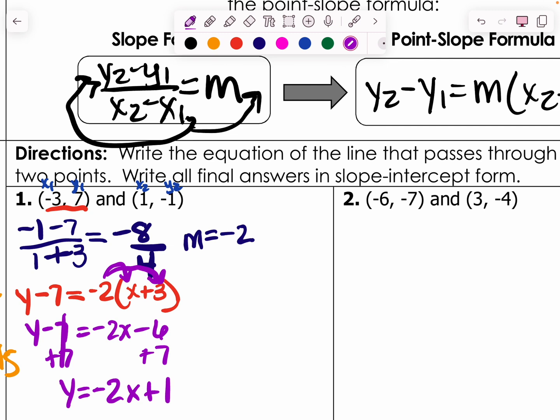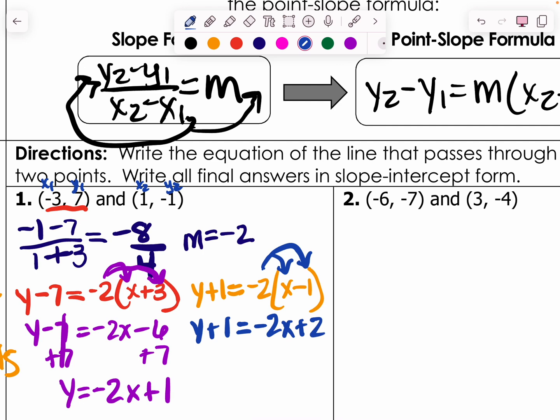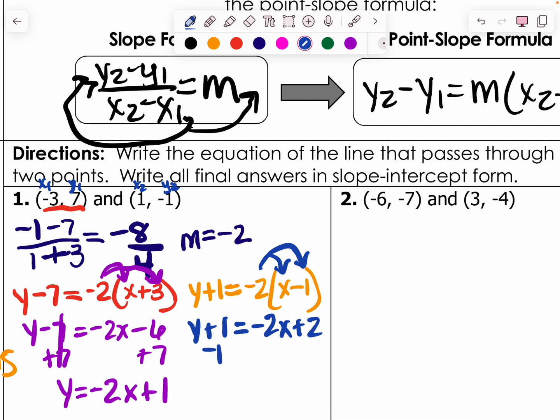All right. But now let's take a look if we were to choose to do point 1, 1. Okay? So I'm going to do y minus, which will be plus 1, equals -2 times x minus 1. You don't have to do both, but I'm just showing you what happens. First step, we distribute. So y plus 1 equals negative 2x plus 2. And then I'm going to minus 1. Y equals negative 2x plus 1.